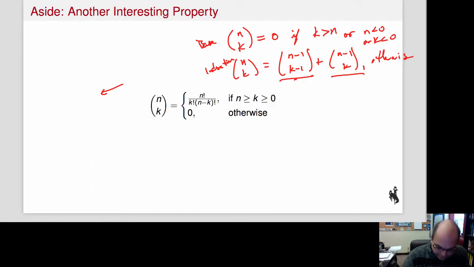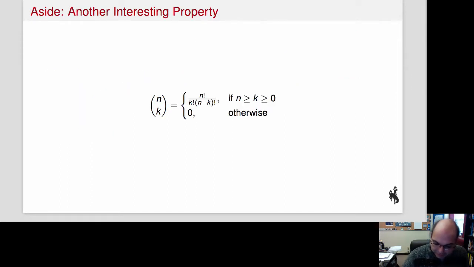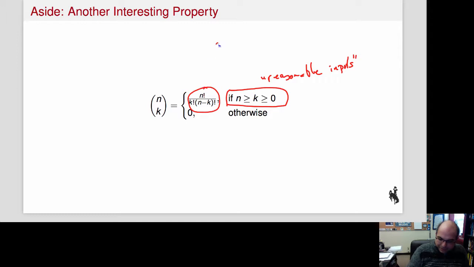All right, here is what I really want you to see. This is something that we can actually prove: that n choose k is equal to this, if n is greater than or equal to k, greater than or equal to 0. So this is the reasonable case, reasonable inputs. In those cases, it's actually given by this formula: n factorial divided by k factorial times n minus k factorial.